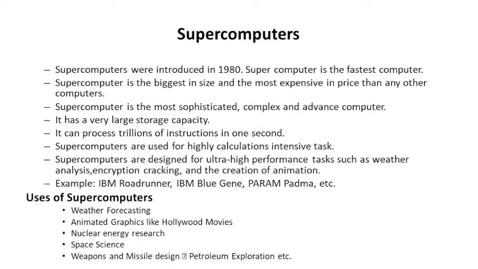Supercomputers were introduced in 1980. Supercomputers are the fastest computers. A supercomputer is the biggest in size and most expensive in price compared to other computers. It is the most sophisticated, complex, advanced computer. It has very large storage capacity. It can process trillions of instructions in one second.